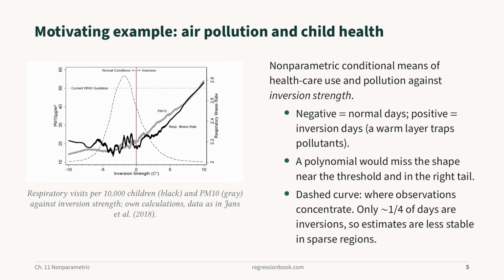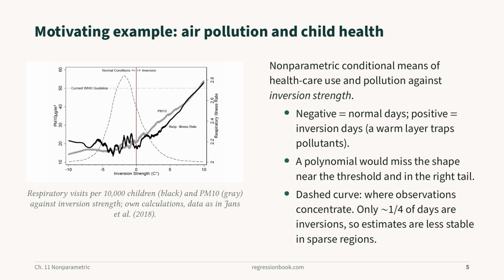The air pollution figure motivates that local perspective. The curves relate healthcare use and particulate pollution to inversion strength. Negative values indicate ordinary days. Positive values indicate warm layers trapping pollutants. A global polynomial would struggle with the change in shape near the threshold and in the right tail.